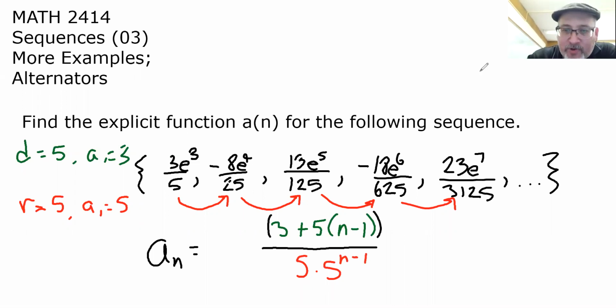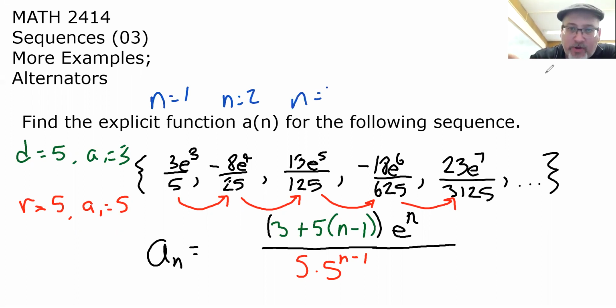But let's focus on the e for a second. The powers on the e, 3, 4, 5, 6, 7, are technically an arithmetic sequence with a difference of 1 and a first term of 3. So we could do the same thing we did for the 3, 8, 13, 18, and 23. But when your arithmetic sequence has a difference of 1, there's no need to overthink it, because what we're asking is, what do we do to the n to get the number that we want? Keeping in mind that on the first term, n equals 1, on the second term, n equals 2, and so on and so forth.